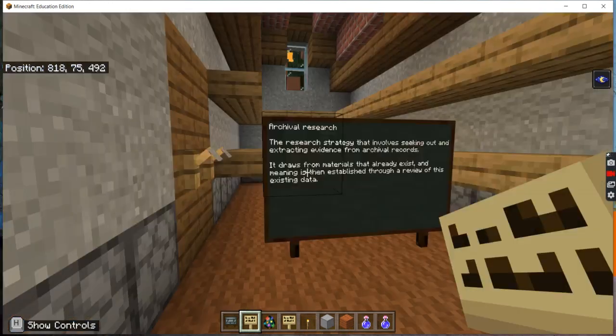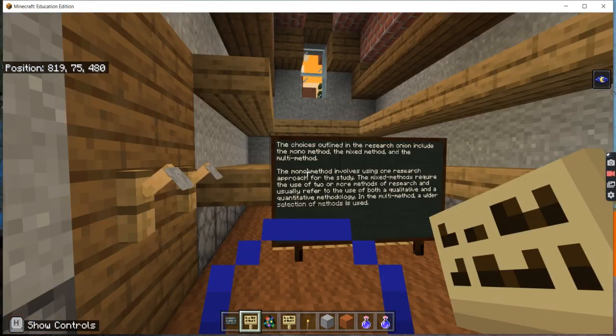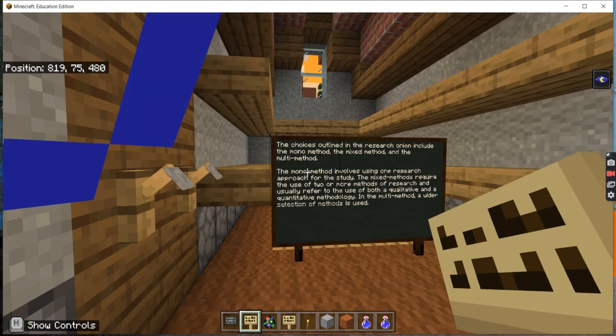Archival research. The research strategy that involves seeking out and extracting evidence from archival records. With that being said, the next layer of the onion is called choices, and it has been involved in this farm. The choices outlined in the research onion include mono method, the mixed method, and the multi method.